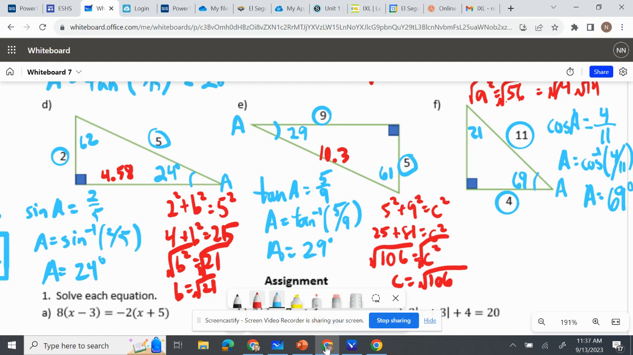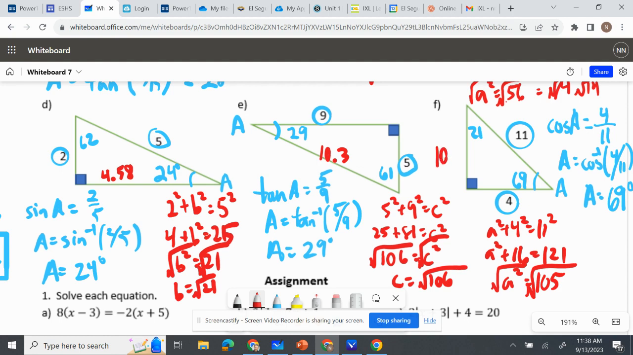Now for the Pythagorean theorem, I have a squared plus 4 squared equals 11 squared. That would be a squared plus 16 equals 121. When I subtract the 16, what I get is 105. I'm going to take the square root, and I could either have the answer of the square root of 105, or that would be 10.24. 1 or 2 decimals is good.